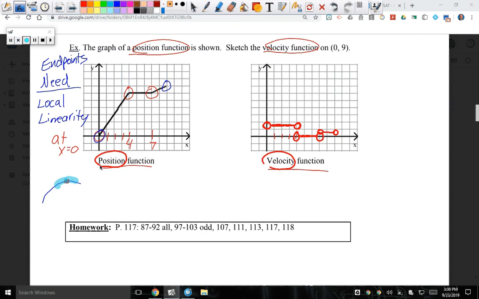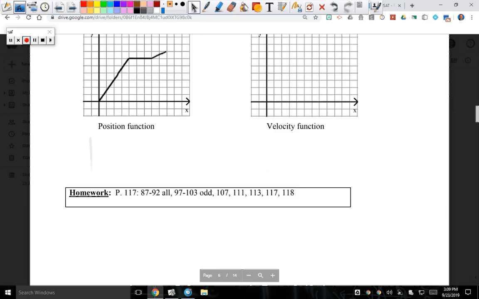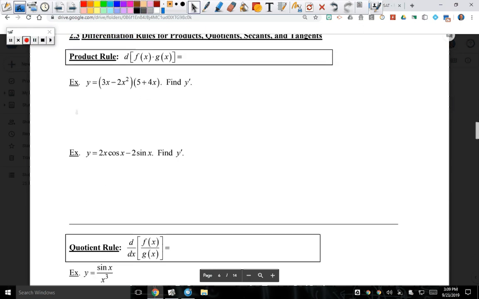And you have to put the open circles on endpoints too. You do, because it's non-differentiable, because you need local linearity. You need both one-sidedness. So forevermore, at endpoints, the derivative is undefined. Does that make sense? Just like a derivative at a cusp is undefined. All right. So let's go to product rule.